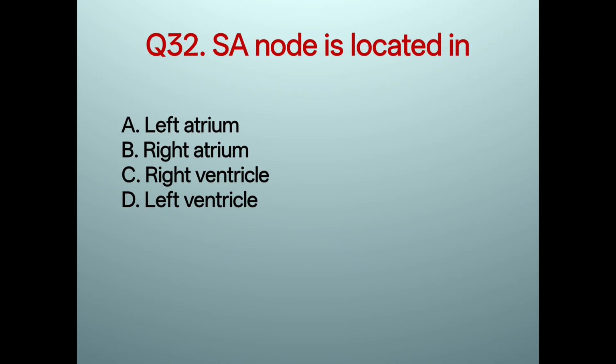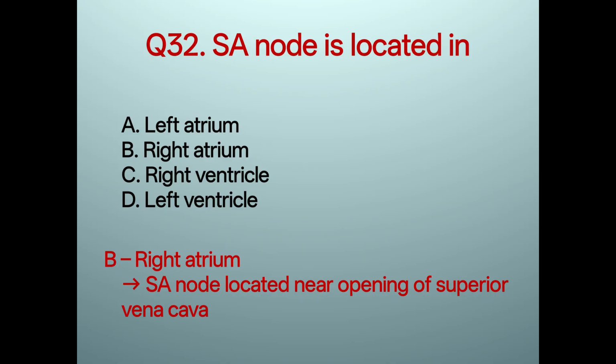32nd. SA node is located in left atrium, right atrium, left ventricle, and right ventricle. The correct answer is right atrium. SA node is located near opening of superior vena cava.